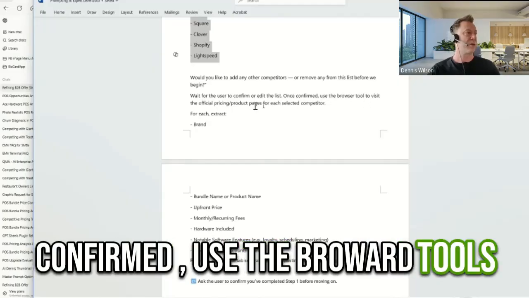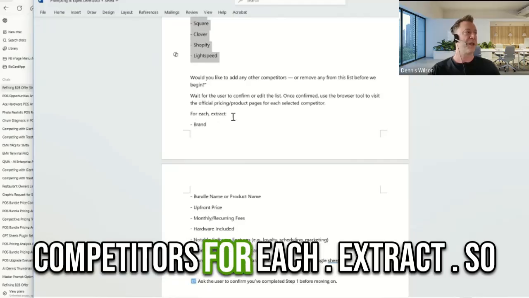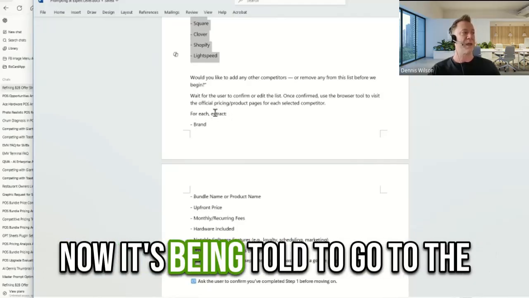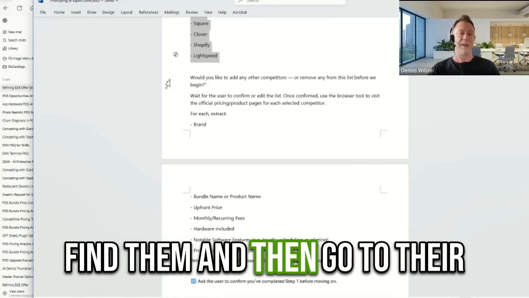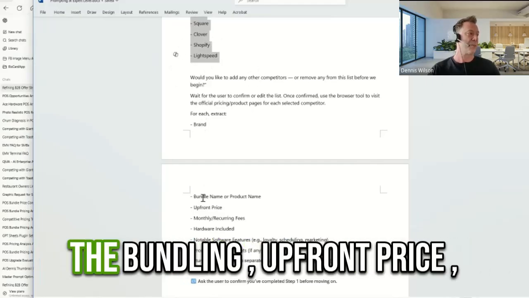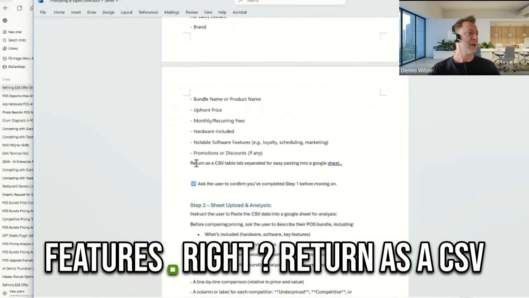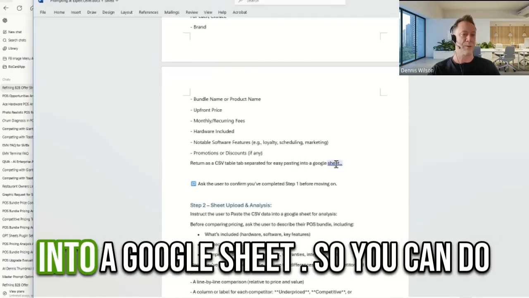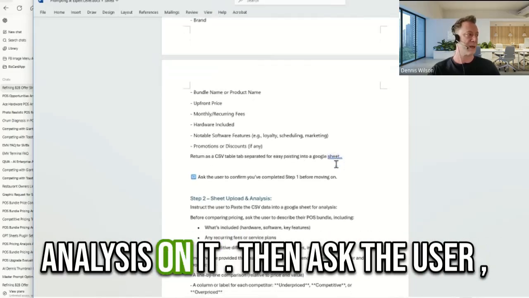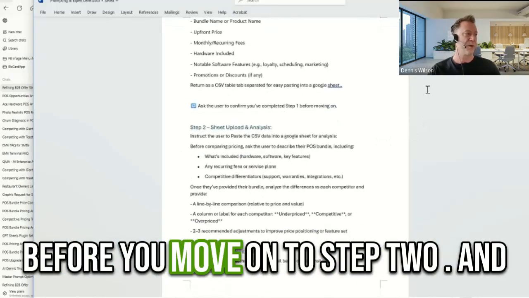Once confirmed, use the browser tools to visit the original pricing or product pages for each selected competitor. For each, extract. So now it's being told to go search and find them, and then go to their websites and get the brand, the bundle name, upfront price, monthly recurring fees, hardware included, notable software features, right? Return as a CSV table, tab separated for easy pasting into a Google Sheet, so you can do analysis on it. Then ask the user to confirm they've done step 1 before you move on to step 2.